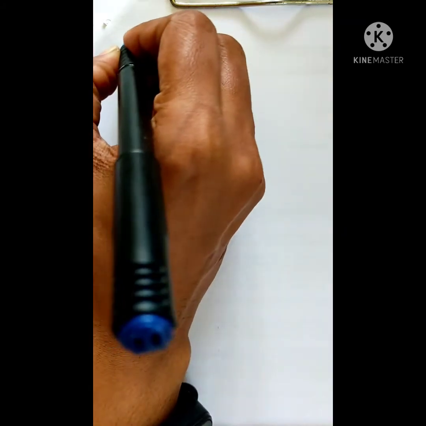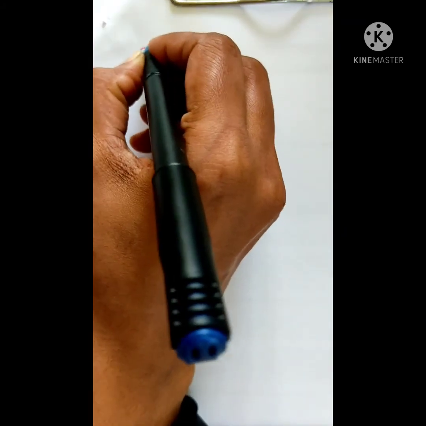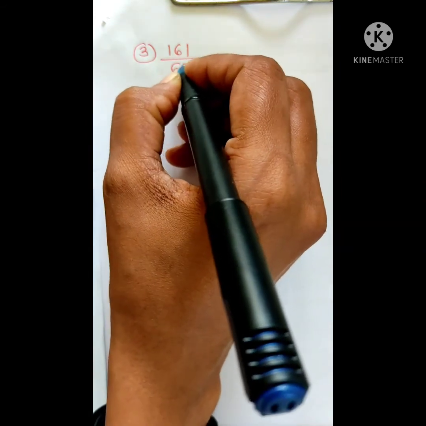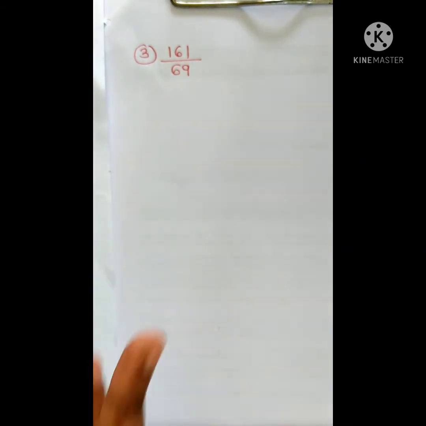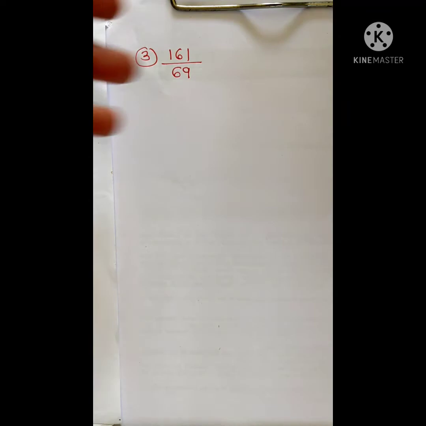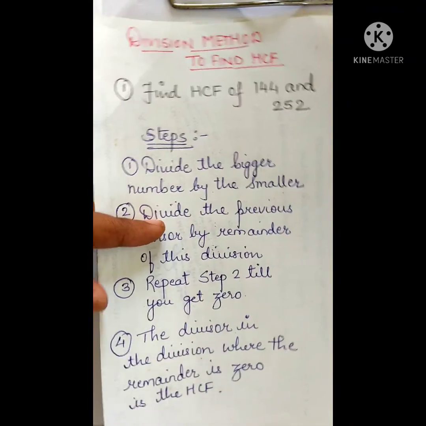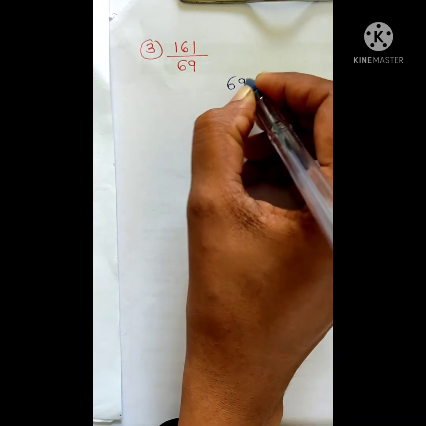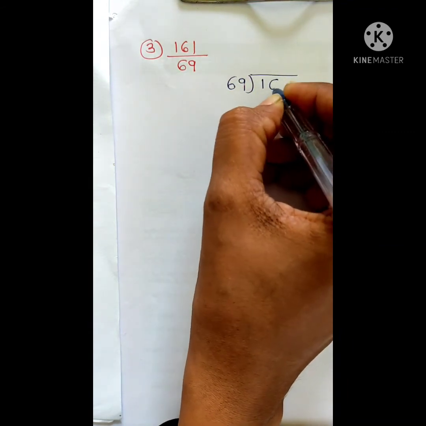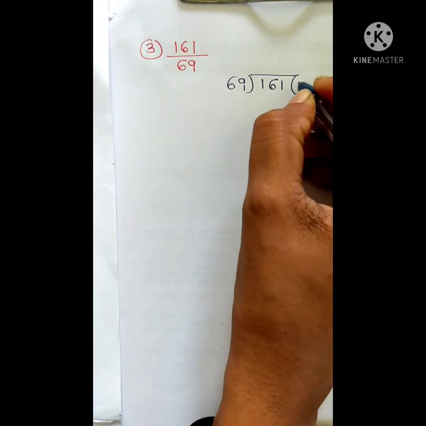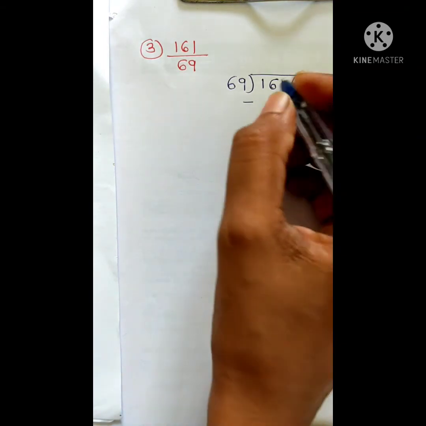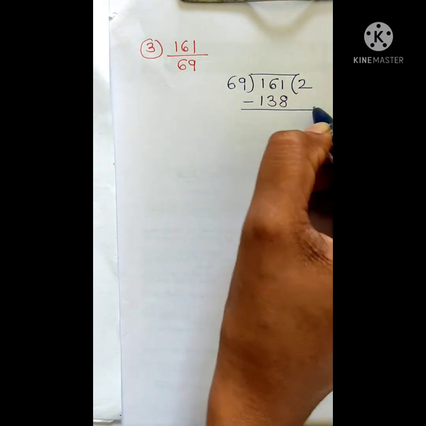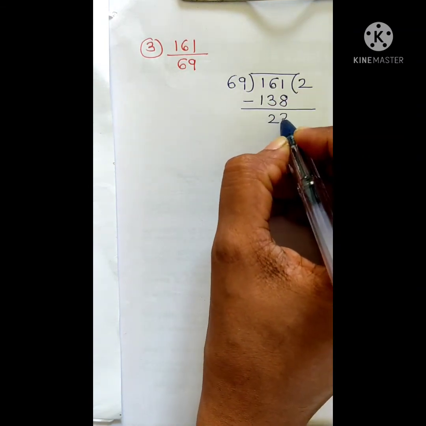Okay, so now let's start with the third sum. The third question is 161 upon 69. So we have studied the steps. That is, the first step is divide the bigger number by the smaller number. So I have 161 divided by 69. So this is 69 twos are 138. I get the remainder as 23.